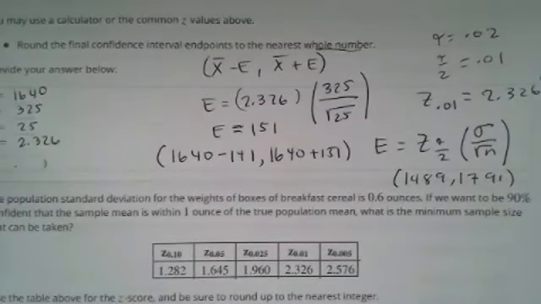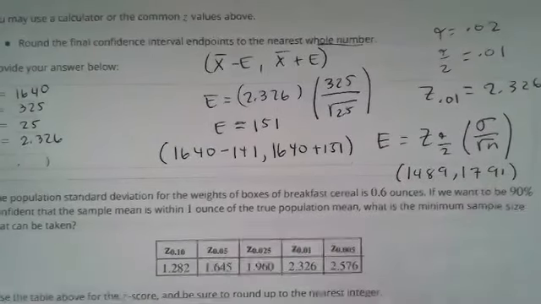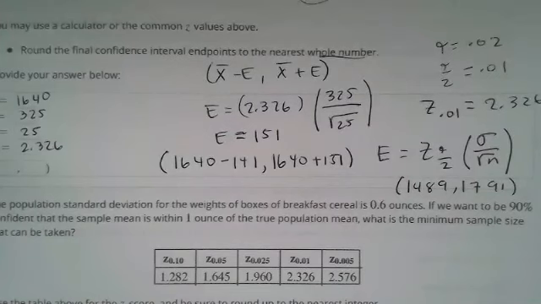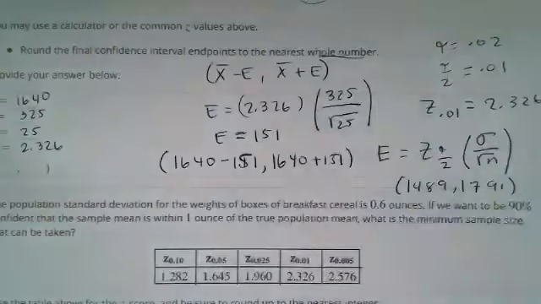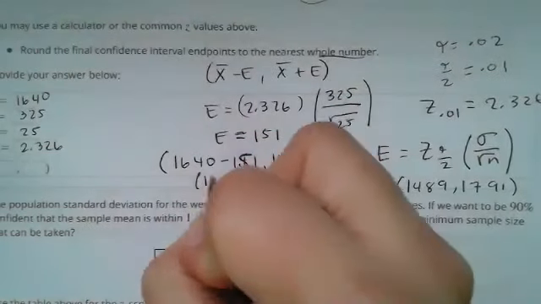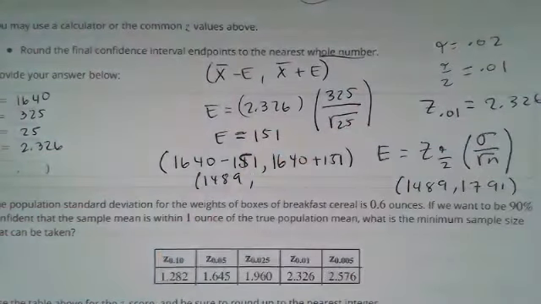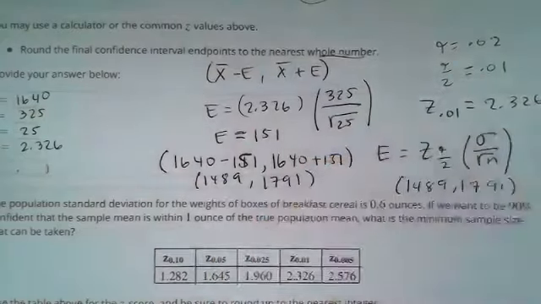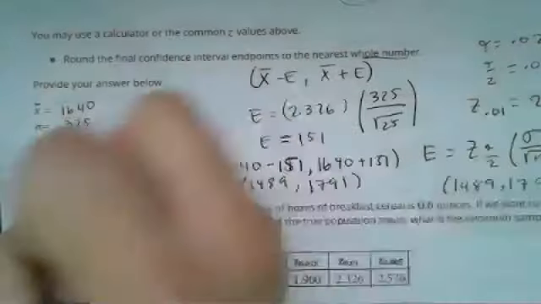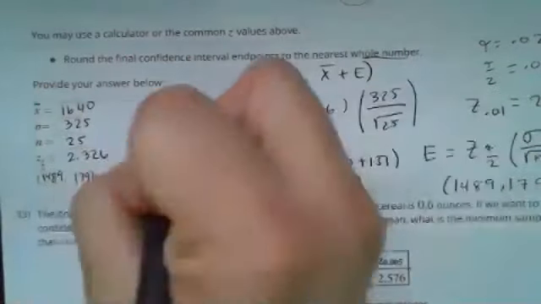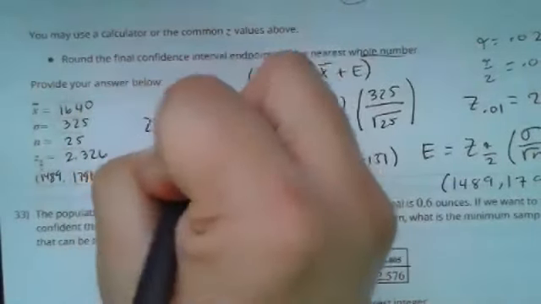We have 1640 minus 141, 1499. That's interesting. 51, sorry. 151, that's why I messed up. So yeah, we get the same value, 1489. And then 1640 plus 151 is the same value, 1791. So you could also have used the interval. So 1489, 1791. So the interval also works.